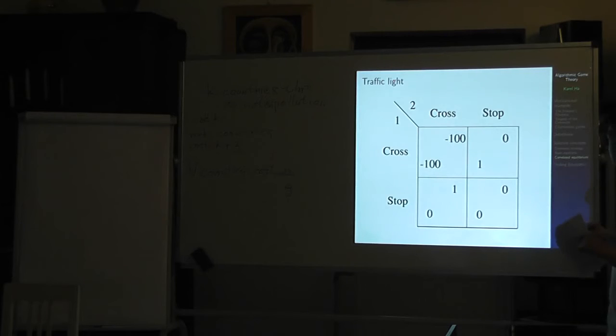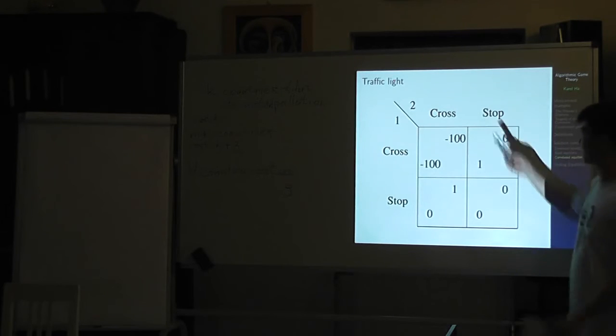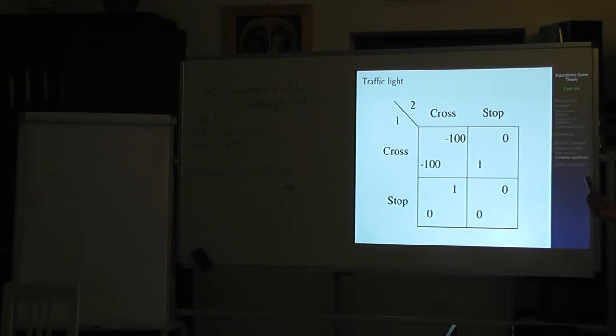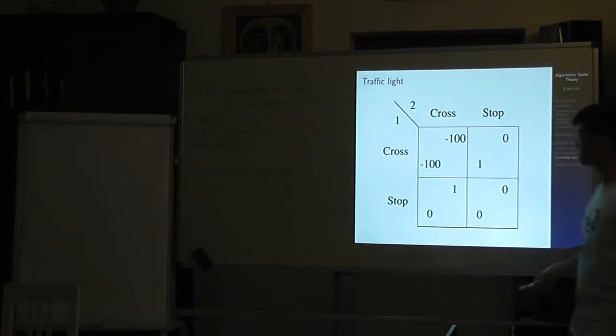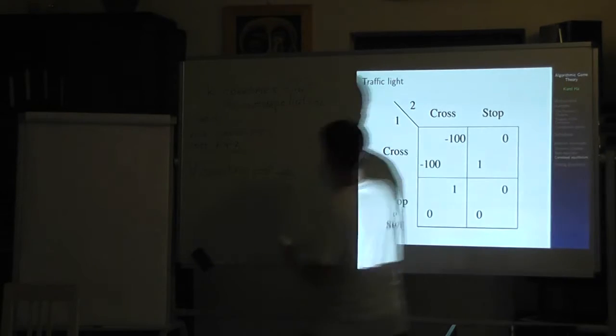And okay, so we can move to the next solution concept, and we will introduce the game of traffic light. So imagine that players are drivers, driver 1 and driver 2, and each comes to the crossroad, which is this.